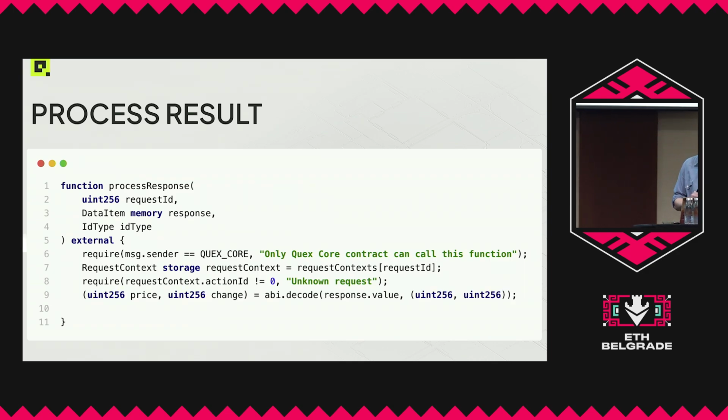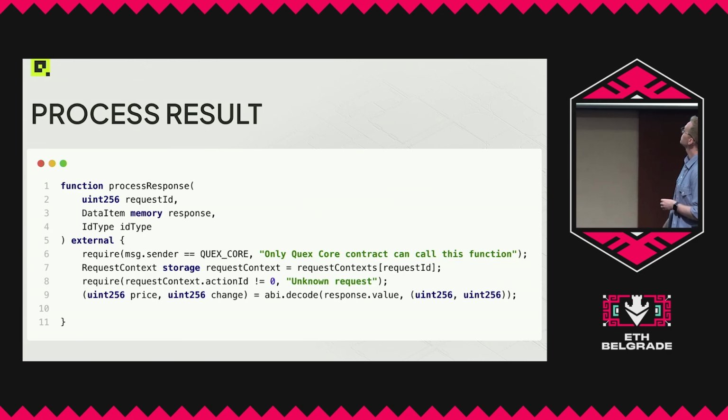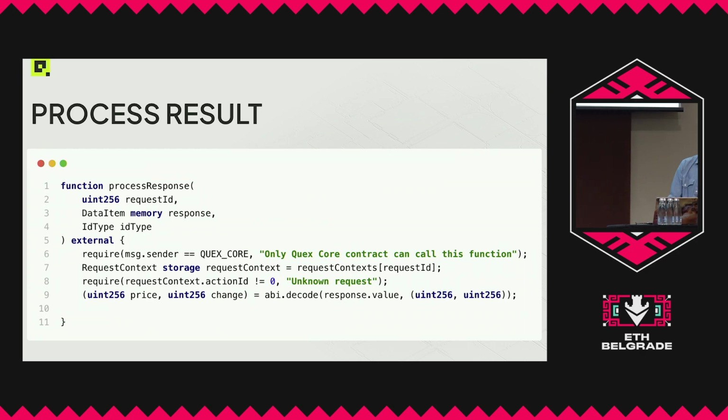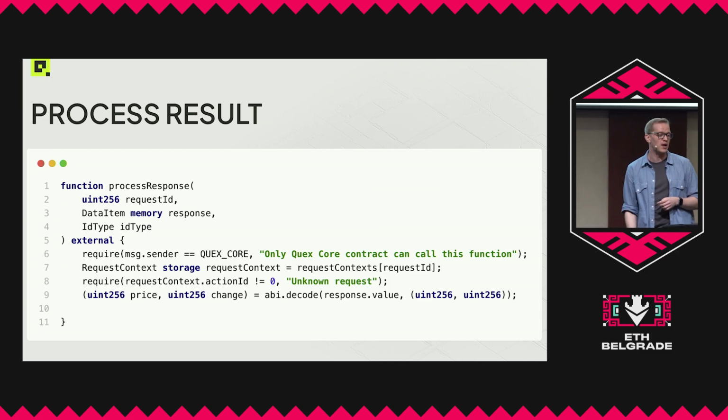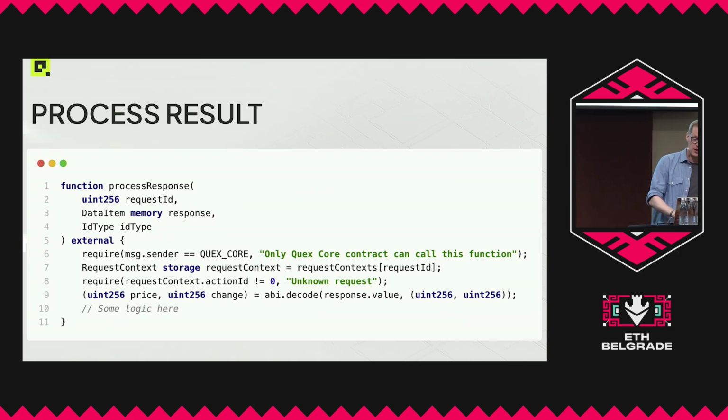And you need to decode the response value with the tuple of two integers we specified before. So we receive our price and we receive its change for the last 24 hours. And you need to perform some logic for what you requested this data. So that's it about our example.